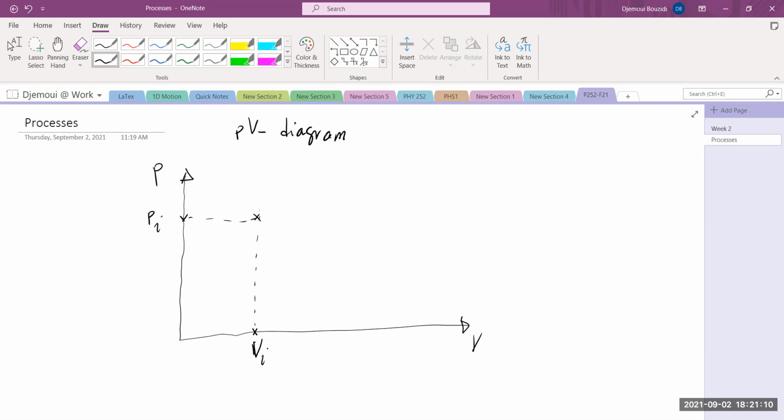Okay. I want to go from this initial state. This is a state that is well defined. In other words, I also know the temperature. If you ask me what's the temperature, I can tell you the temperature satisfies this relationship.